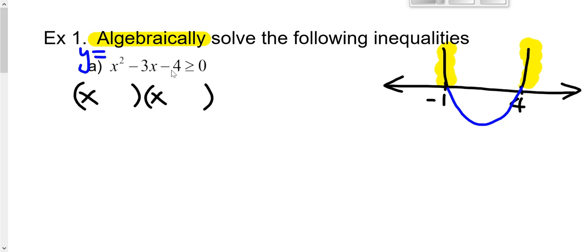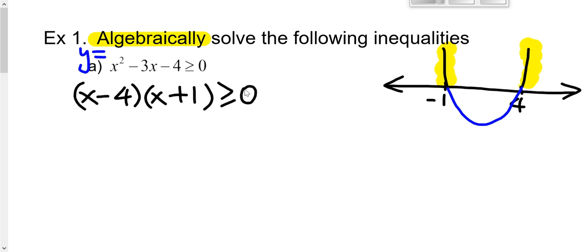So find two numbers that multiply to -4 and add to -3. So they are -4 and +1, and we keep the sign there. Same inequality sign, greater than or equal to 0. Okay, what does that tell you?